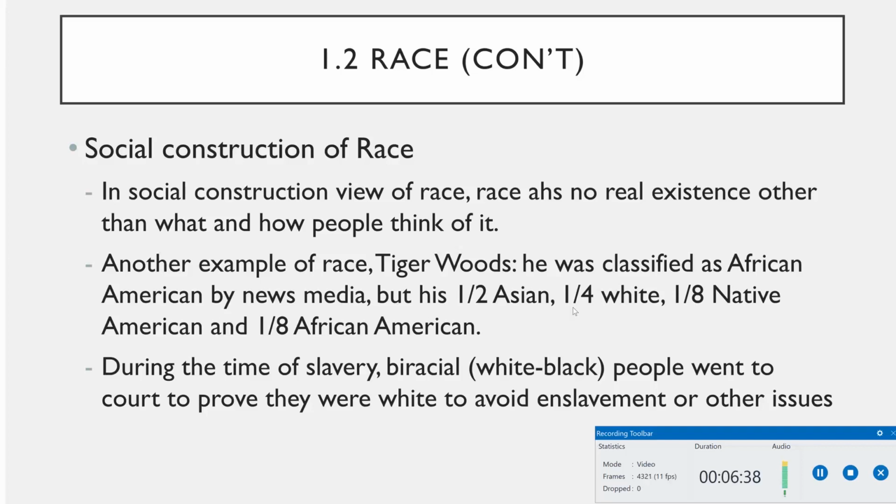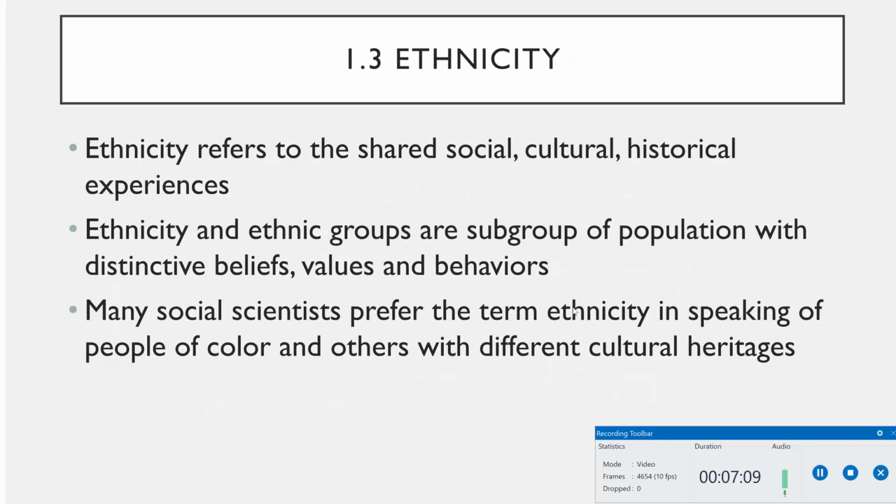So race is sometimes defined by social media or by the power of social construction. During the time of slavery, biracial people between white and black were in lawsuits because they wanted to avoid enslavement by proving they were white. So there are both biological and social constructional parts of race.